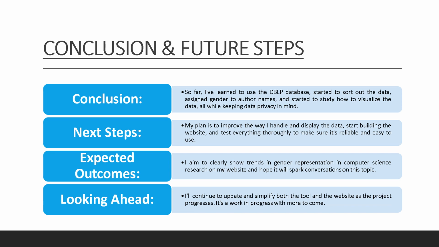In conclusion, my immediate future steps involve establishing a connection to the DBLP database, sorting out the data, assigning gender to author names, and learning how to best visualize the data. As I progress, I plan to refine my data handling, commence with website development, and conduct thorough testing to ensure reliability and usability. My ultimate aim is to present clear trends in gender representation in computer science research, using my website as a platform to spark important discussions about the diversity in the field.